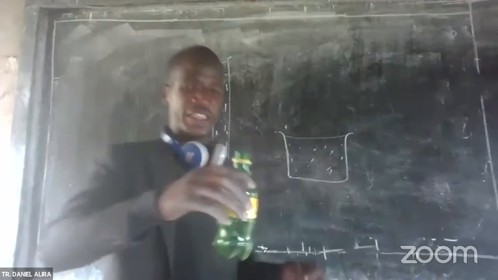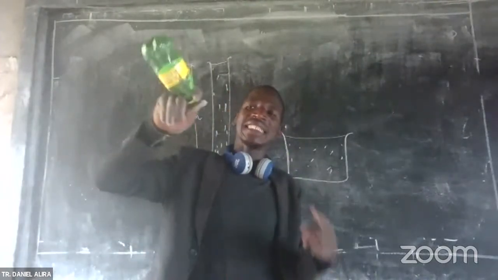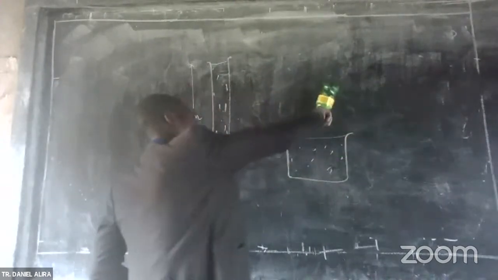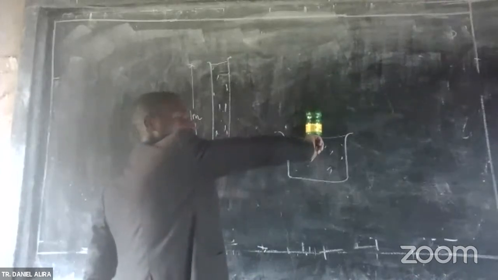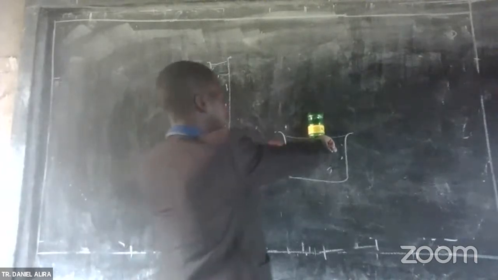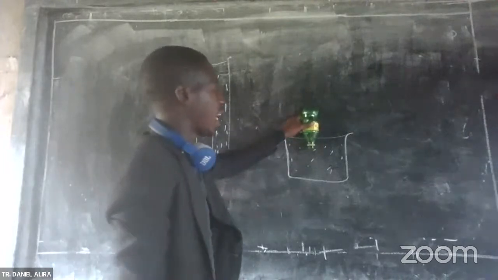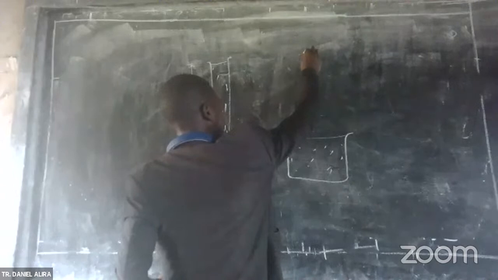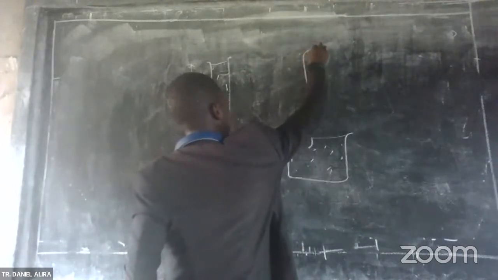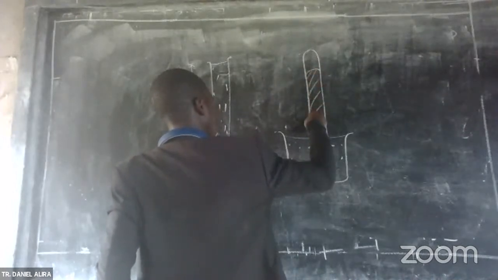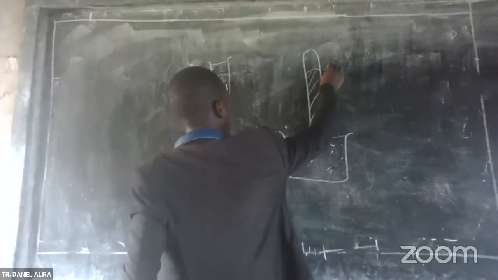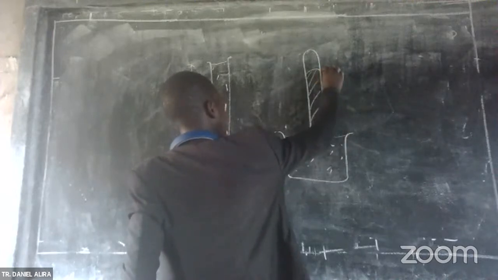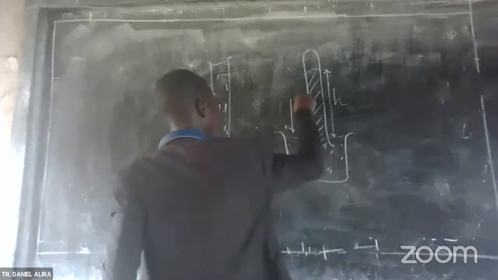So what I do with my little tube, with my hand still on the mouth, I take it and lower it into the bowl containing material. When you lower it there, I remove my hand and leave it there. So when I leave it there, the level of mercury will again fall to a certain height, which is equal to the atmospheric pressure.